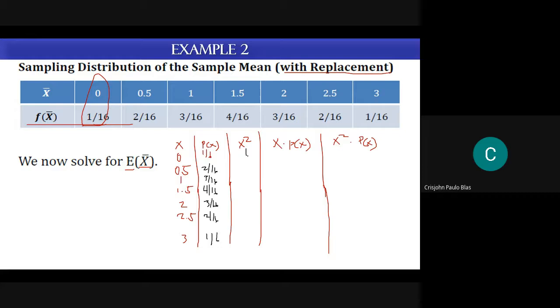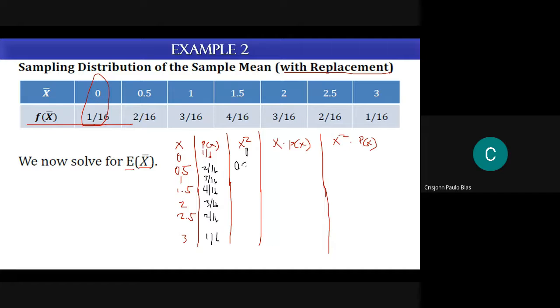The X squared is 0. The 0.5 is what? Anyone can help me? Sino may calculator dyan? Help si sir. Jude, may calcio ba? Oh, wala ata. Sige, Jude. Okay, square natin. 0.5 is what? Square of 0.5 is 0.25?